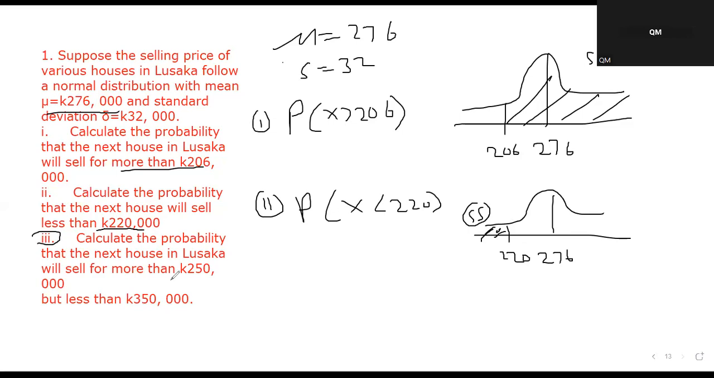Then the toughest of them is between more than 250 but less than 350. Obviously, this one is an interval. Here it is 276, and we have 250 and 350. So here they're looking at a sandwich situation. We standardize each of them, add their probabilities, then subtract 1. And that will be your homework. Are we done? Are we together?